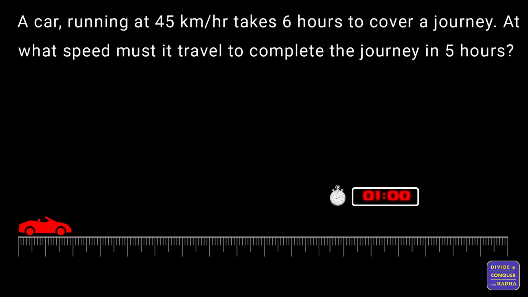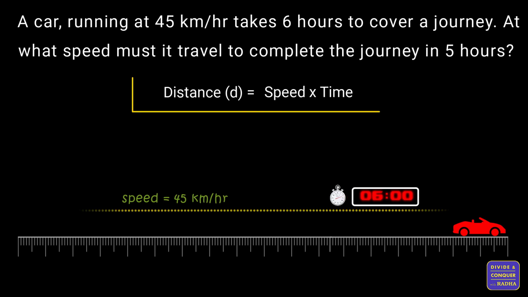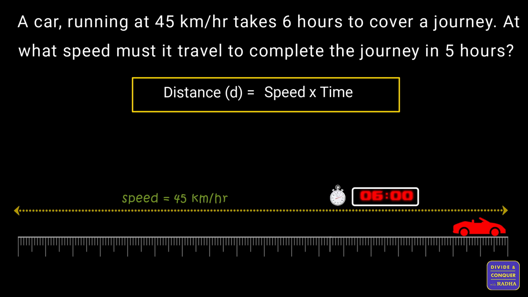In the first part, the speed of the car is given, which is 45 km per hour, and the time taken to cover some particular distance is given as 6 hours. We have speed and time with us, so with this we can calculate the distance by using the formula speed into time taken. Now moving on to the second part of the question.